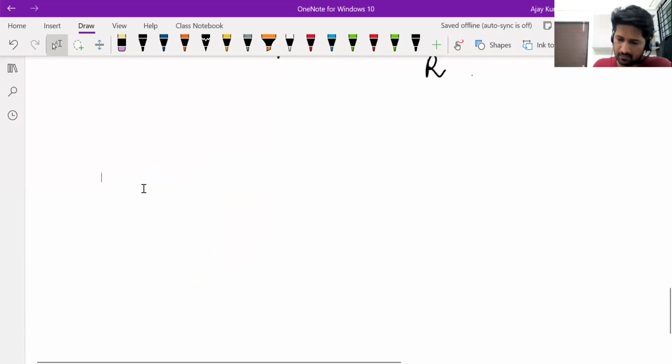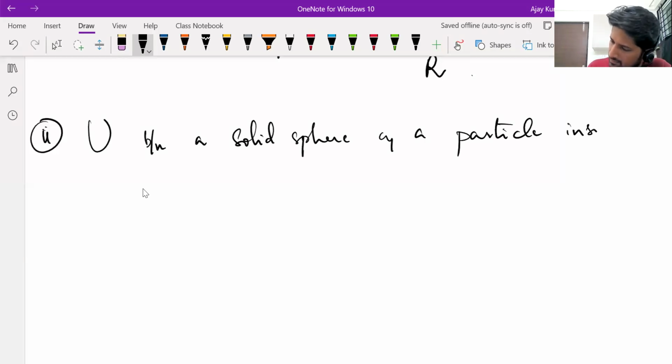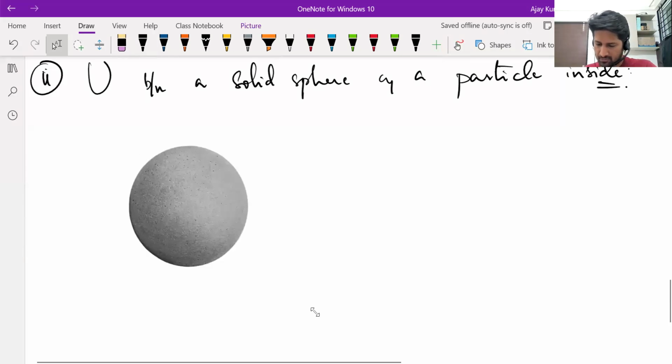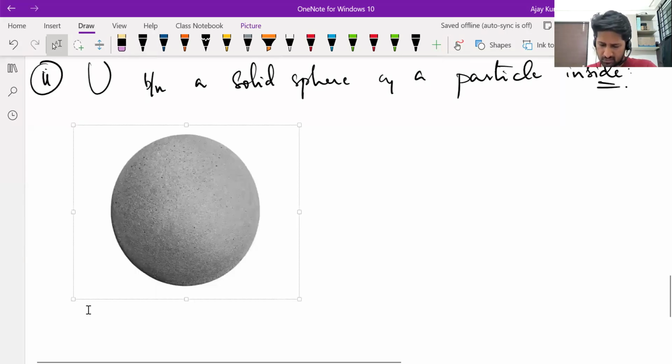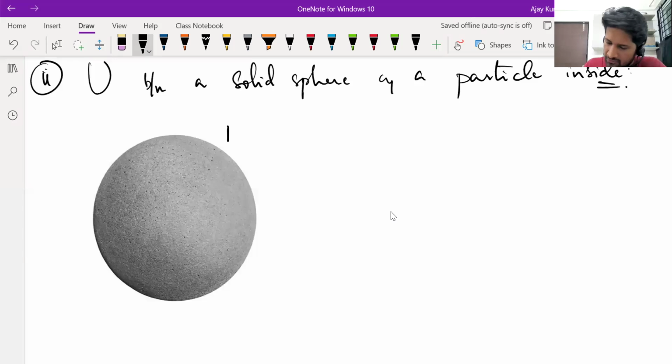Next, potential energy between a solid sphere and a particle inside. Assume this is the solid sphere. Obviously, when you look at it from one side, it looks like a circle, a disk, but it's a sphere. Let's say the solid sphere's mass is capital M, radius is r.